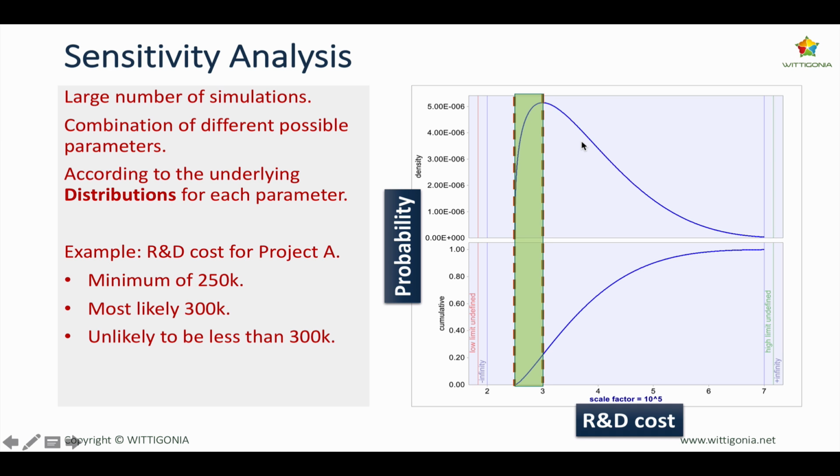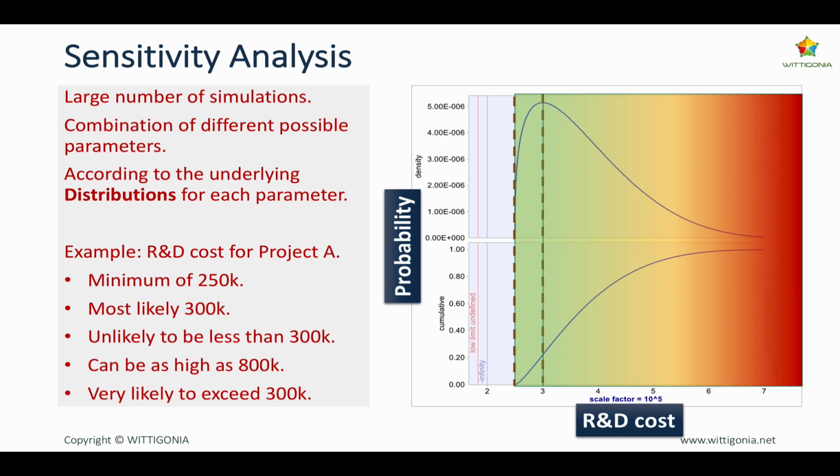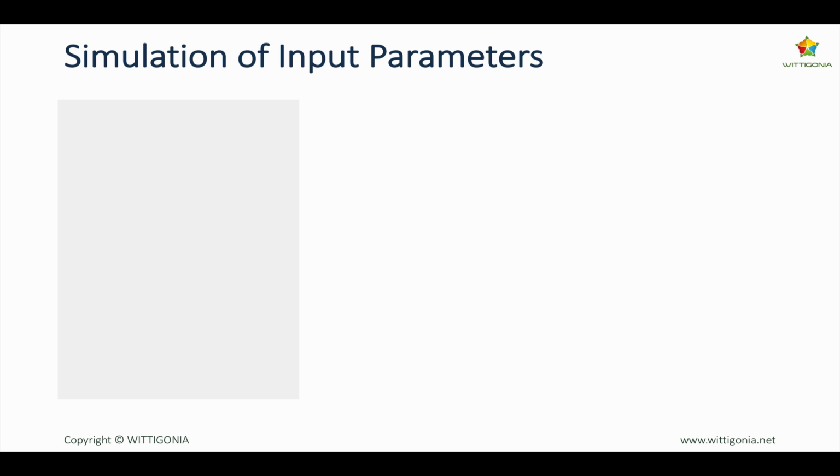And it's fairly unlikely that the cost will be less than 300K. So the area under this curve from the highest point to the minimum is fairly low compared to the other side, because it can be as high as 800K, for example. So there you see that the likelihood, simply by the area of this rectangle here, is much larger. It's much more likely to exceed 300K, and that's an important consideration.